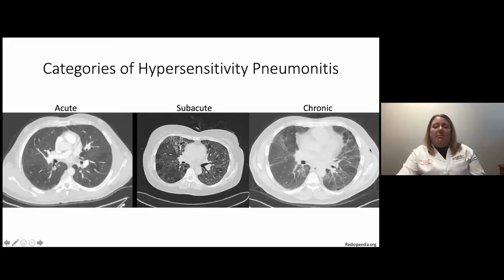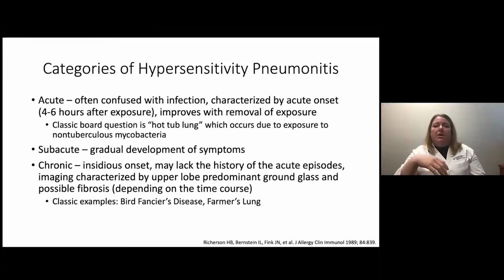When we think about hypersensitivity pneumonitis, there are categories of this disease. And there have been multiple different schemes that have been proposed over time, but the one that is most commonly used is one of the first that was proposed, and that is based on just the time frame in which someone has been exposed. And so that is divided into acute, subacute, and chronic hypersensitivity pneumonitis.